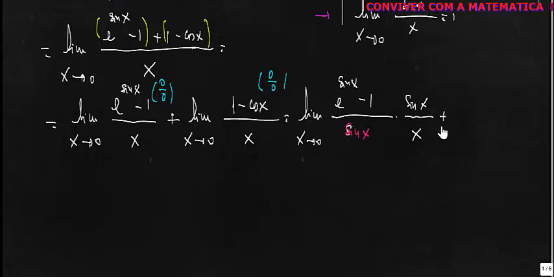And now for this one I'm going to make a very nice, and I think very pretty, manipulation. I'm going to multiply both terms of this fraction by 1 minus cosine of x. I'm going to multiply by 1 plus cosine of x. Also, I'll do the same at the denominator, so I'll get x times 1 plus cosine of x. That's okay.